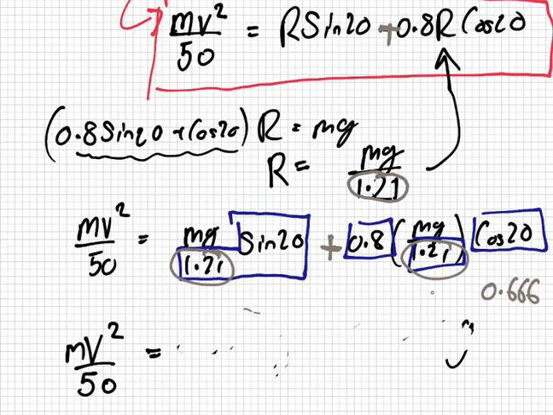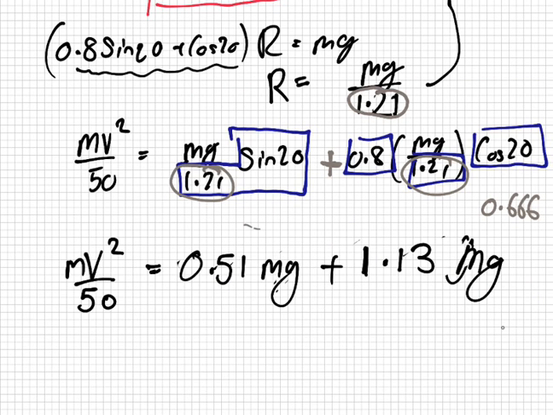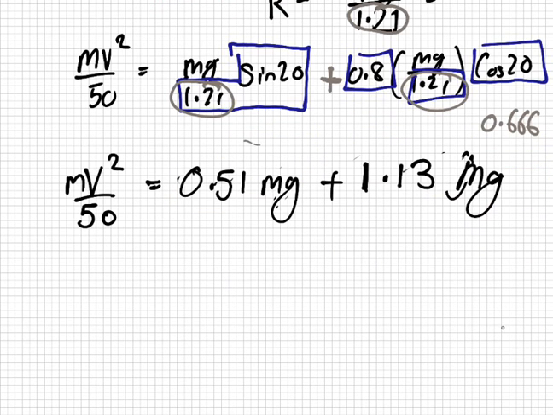Sine 20 divided by 0.666 is 0.51 mg. Plus 0.8 times cos 20 divided by 0.666. It was negative, it's positive now. 1.13 plus 0.51, so in total that is 1.64 mg.